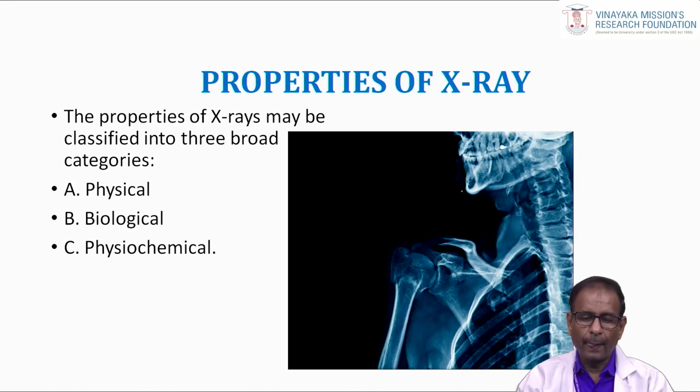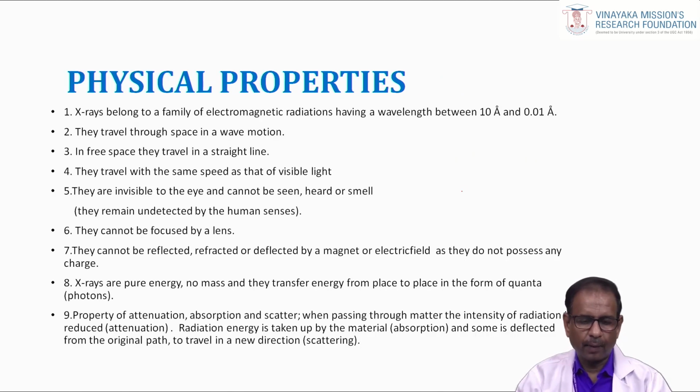Then we go on to the properties of X-rays. The properties of X-rays may be classified into 3 broad categories: physical properties, biological properties and physiochemical properties. We will go one by one. The physical properties: X-rays belong to the family of electromagnetic radiation having a wavelength between 10 Angstrom and 0.01 Angstrom. They travel through space in a wave motion.